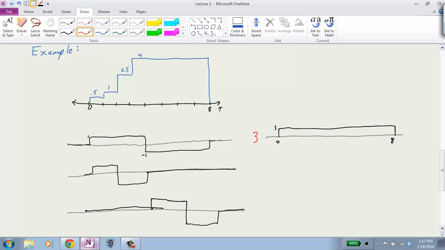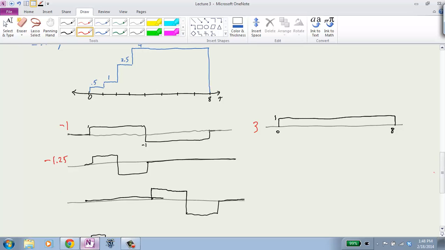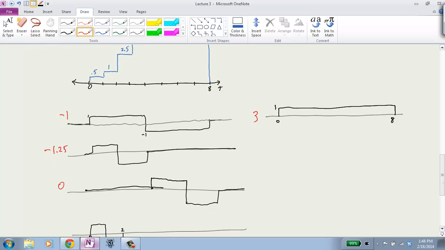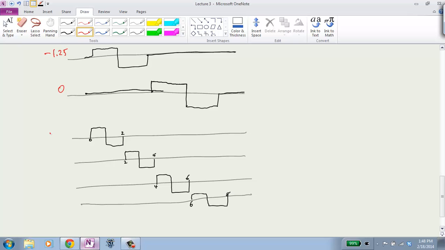Okay. Multiply this one here by minus 1. This one here by minus 1.25. 0, minus 0.25, minus 0.75, 0, and 0.